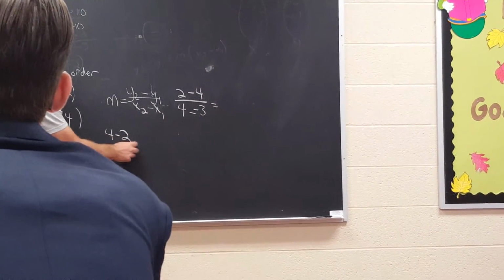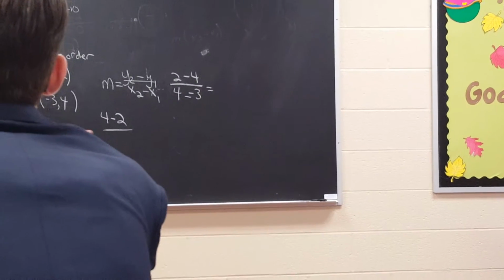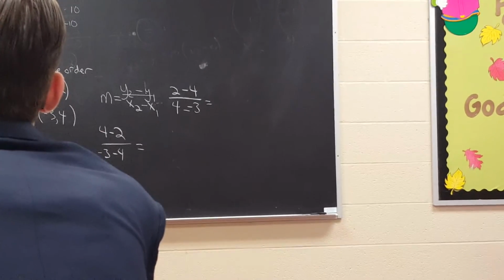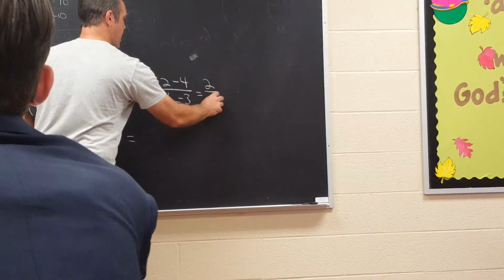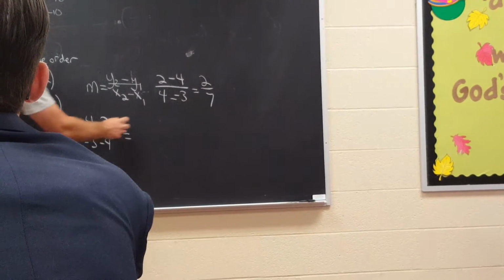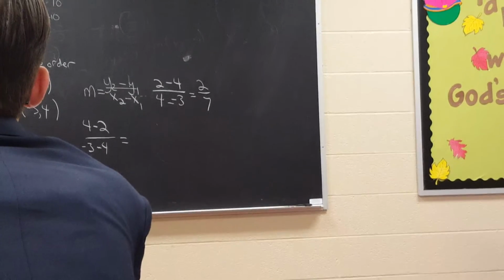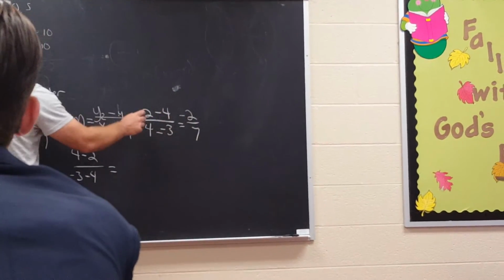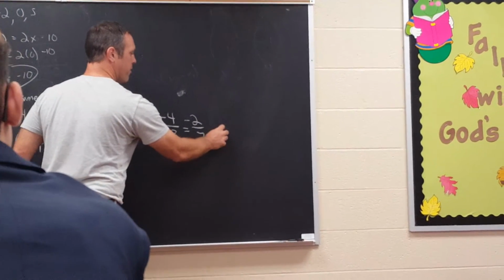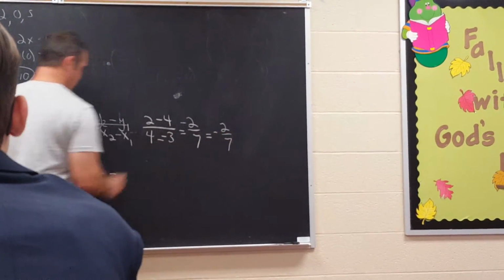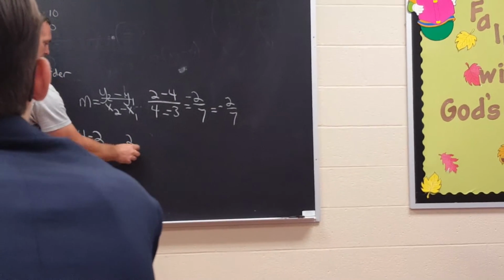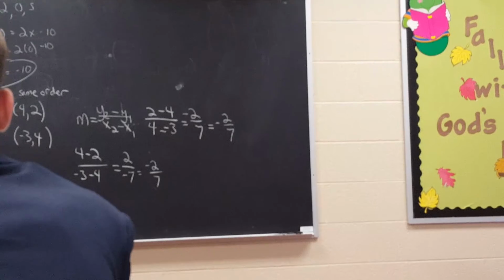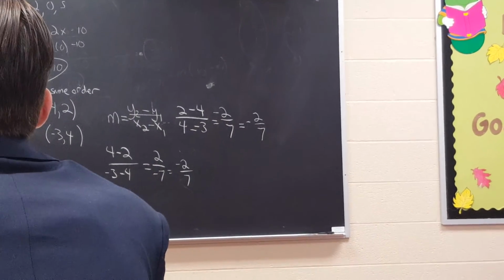I'll show you. 4 minus 2, and then negative 3 minus 4. We do this up here, we get 2 over 7. Here we get, well, that's a negative 2. Remember, if one part of the fraction is negative, that makes the whole thing negative. And this one, we just get a negative in our denominator, but still the same result, negative 2 over 7. So I just wanted to make sure you got the same.